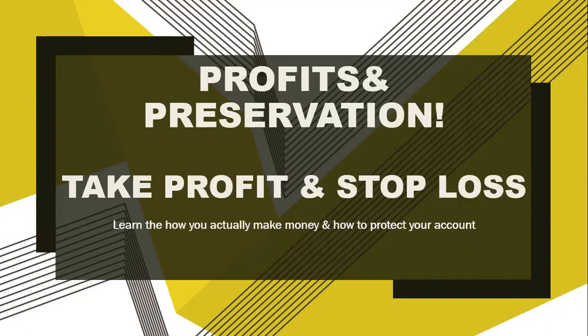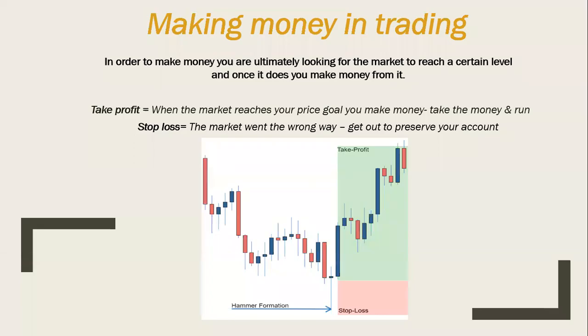And so take profit and stop loss is really important because your take profit is how you make your money, and your stop loss is how you preserve and protect your account in the event that you have a loss. So here is the thing. Taking profit is how we make money in trading. And so what basically happens is that when we're trying to make money and take a profit, we are looking at the market to see exactly what it's going to do.